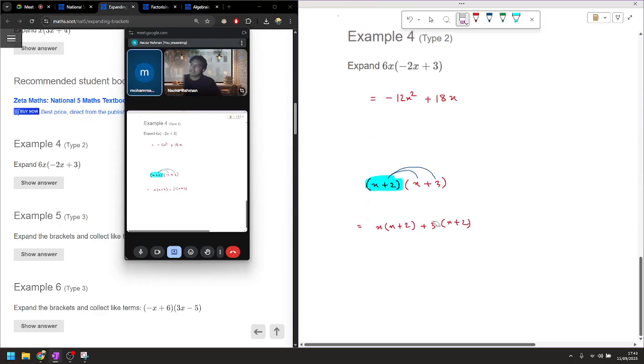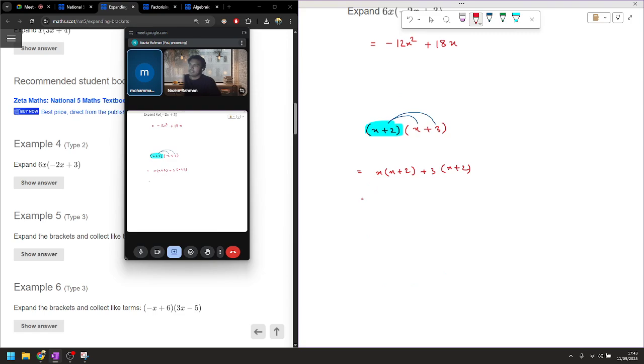Okay, so that's the first line, and then we can just, as before, x times x is x squared, x times plus 2 is plus 2x, and then plus 3 times x is plus 3x, plus 3 times 2 is 6, and then we collect the like terms, right? So we have x squared, that's the only x squared, so we leave that. 2x plus 3x is 5x, and then plus 6, that's the only number, so we leave that as well. And that's the answer.